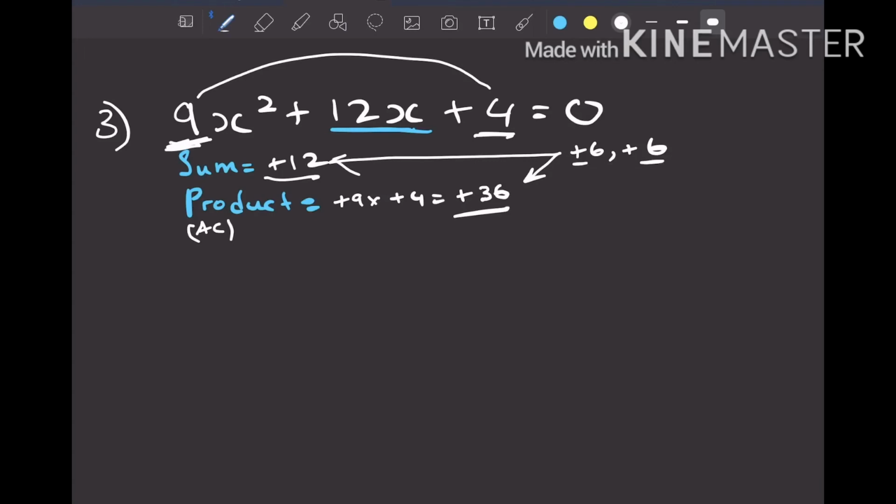They can be the same. It's fine if you have the same numbers. That doesn't mean you're wrong. It can still be possible. So a plus 6 and a plus 6.